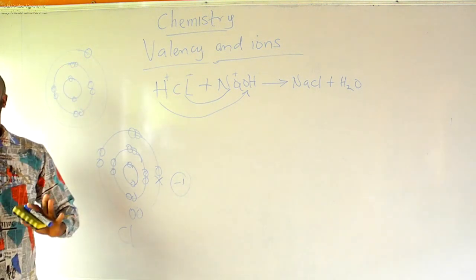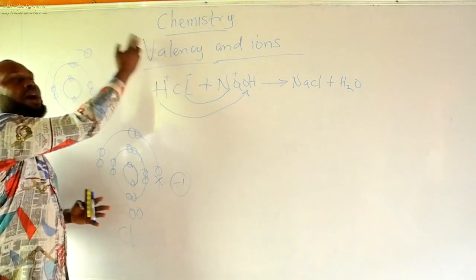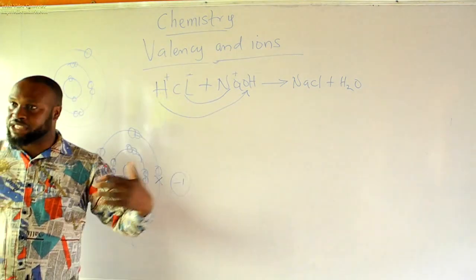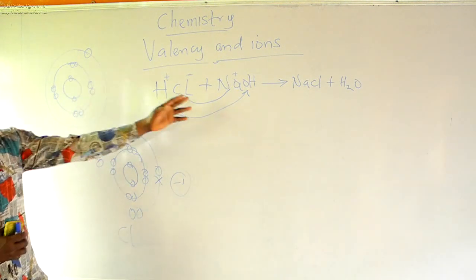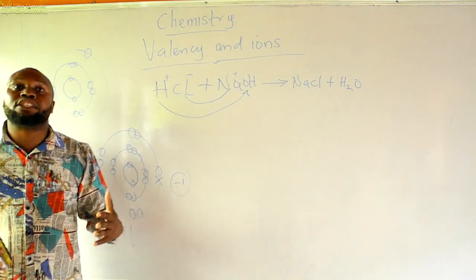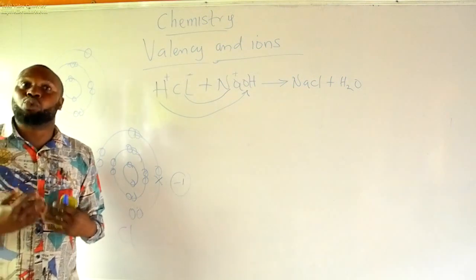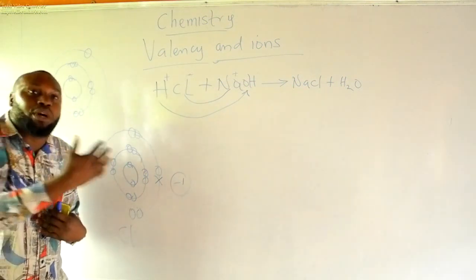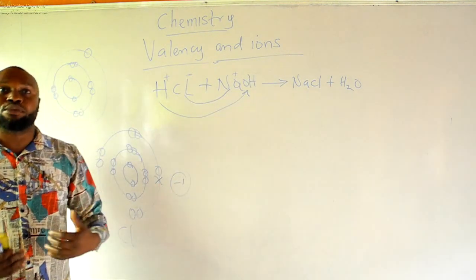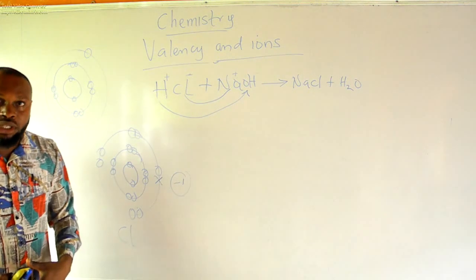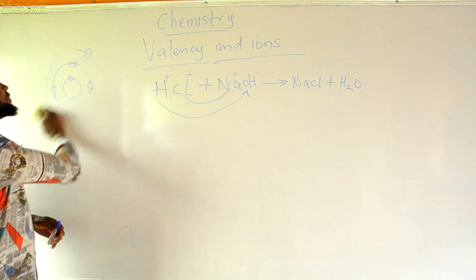So what sodium is willing to do now, in order for sodium to be stable, is to donate this 1 to any atom that is willing to receive 1. That is why you will see the reaction between sodium and hydroxide ion is very smooth. Why? Because hydroxide ion needs 1 to be complete. Sodium ion needs to donate 1 to be complete. So looking at this, the moment sodium donates 1 to hydroxide ion, hydroxide becomes complete. Sodium too becomes stable.